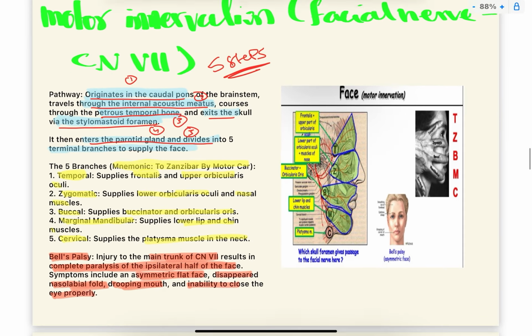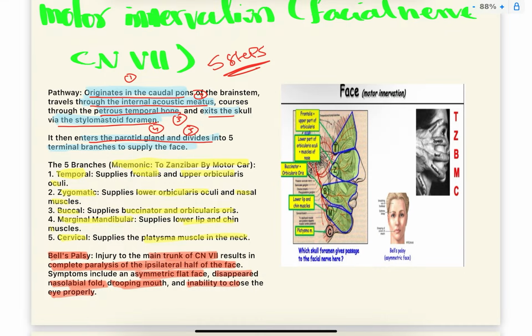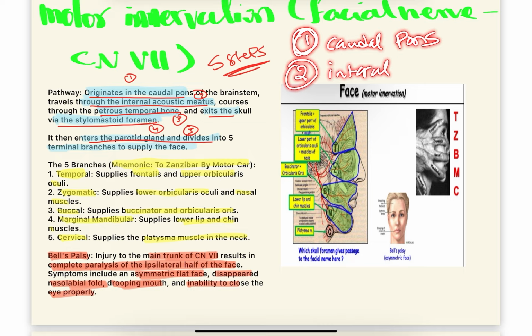Now, let's start with the actual depth of this lecture, which is the innervation. So let's start with the motor innervation. The motor innervation is mainly by the facial nerve or cranial nerve 7. Now, what's important to know is the pathway of its origin. From the brainstem lecture, it starts in the caudal pons of the brainstem. Then it goes to the internal acoustic meatus in the ears. Then it will go where? To the petrous temporal bone.